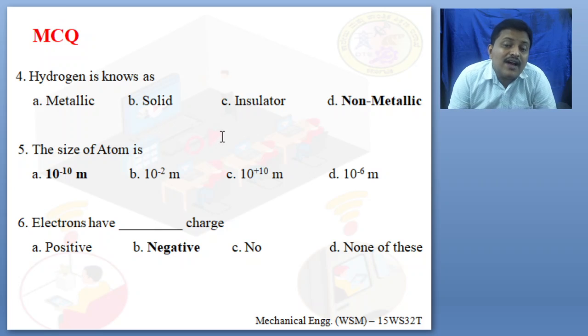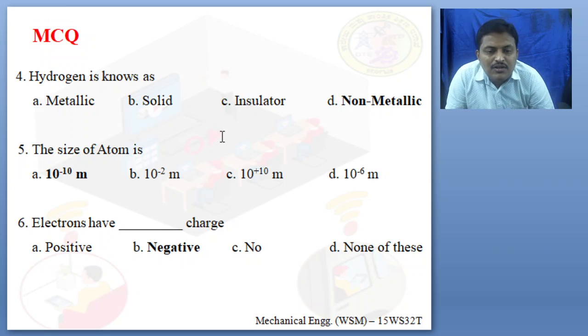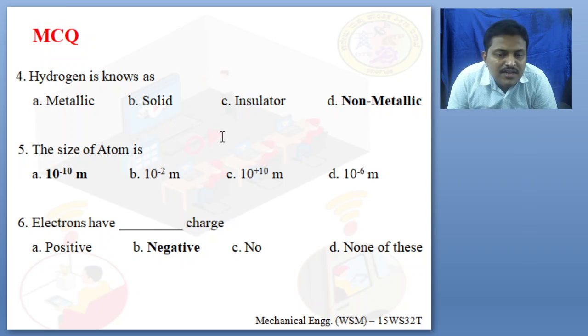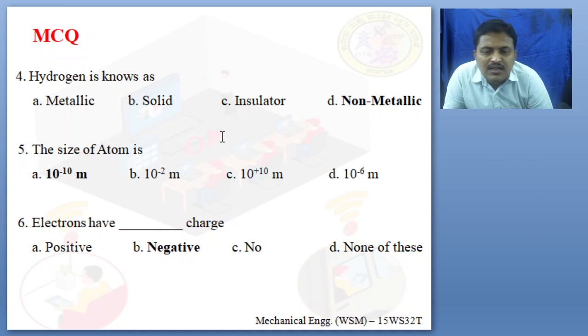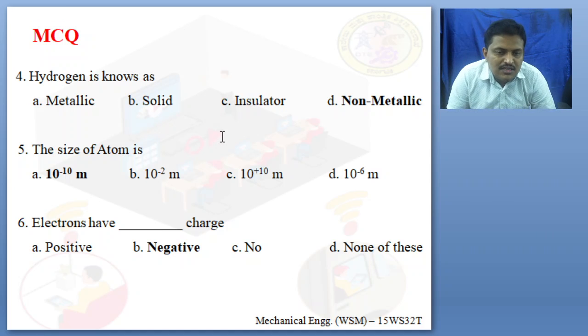Let us see the fifth question. The size of atom. You know what an atom is now. It is a relatively small electrical structure. The size is option A, 10 to the power of minus 10 meter; 10 to the power of minus 2 meter; 10 to the power of plus 10 meter; 10 to the power of minus 6 meter. So the size of the atom is 10 to the power of minus 10 meter. The first choice A is the right answer.